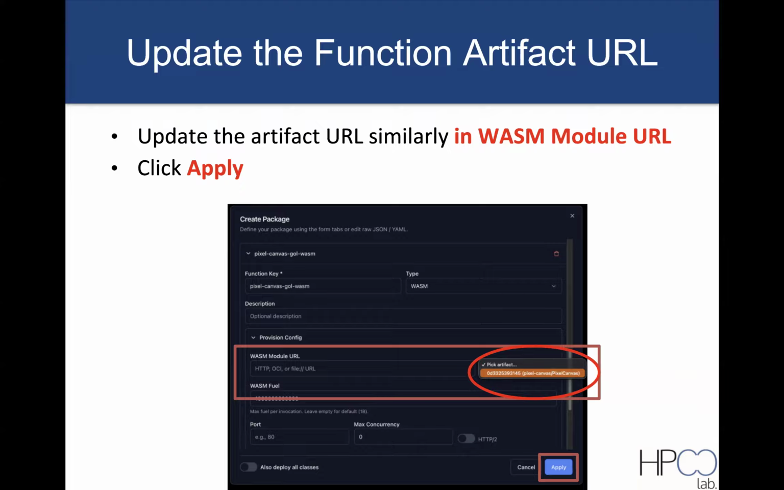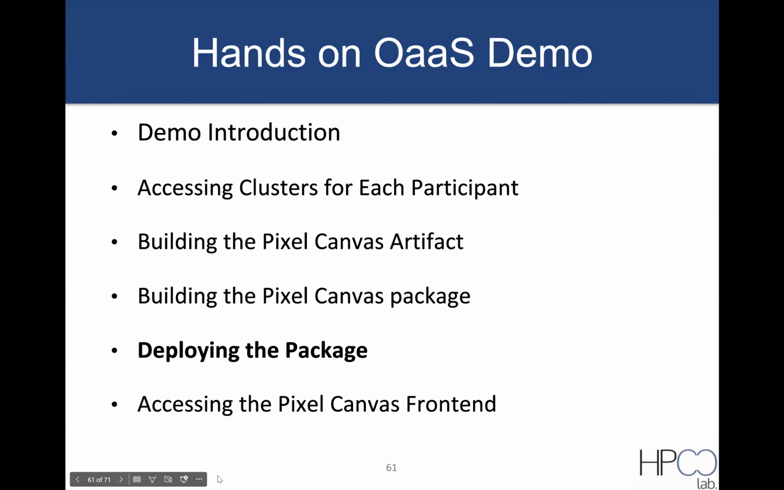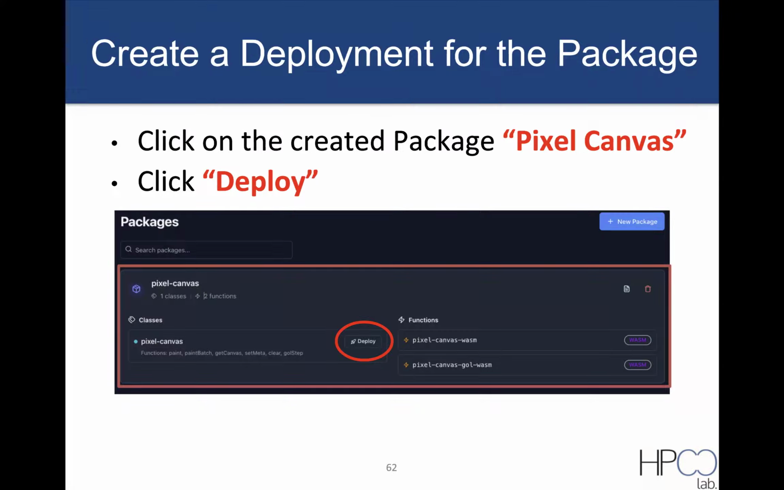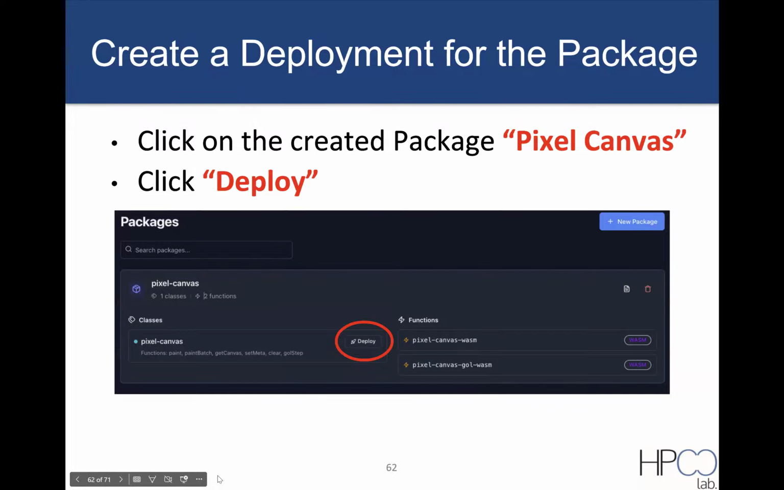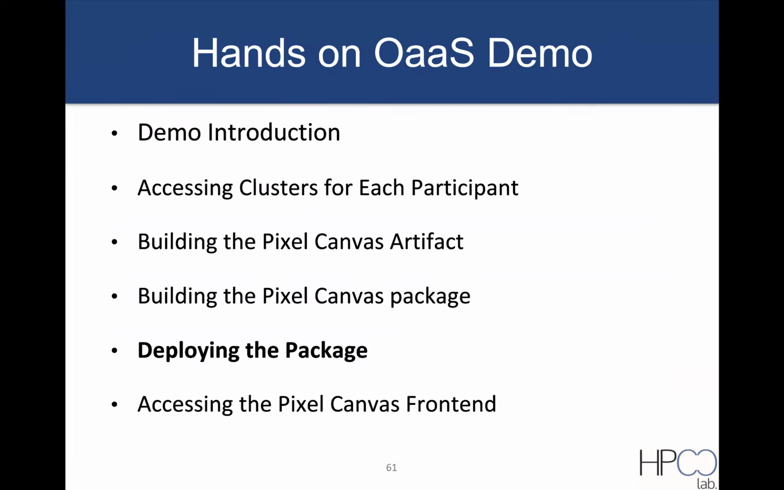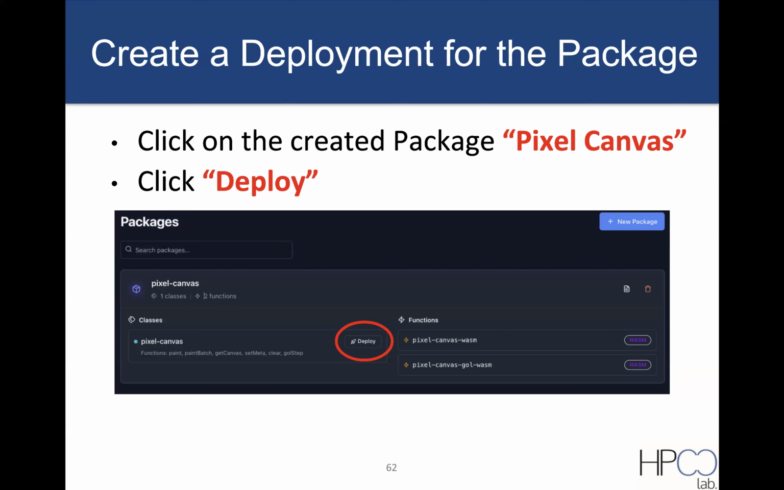And then are we done? Yes, so what next? Okay. So now we have created the package and built the package. Now you need to deploy it. You should see an option to deploy in the packages. So you can see the packages that you created right now, right? Pixel Canvas. Yeah, I can see that. Can you refresh?